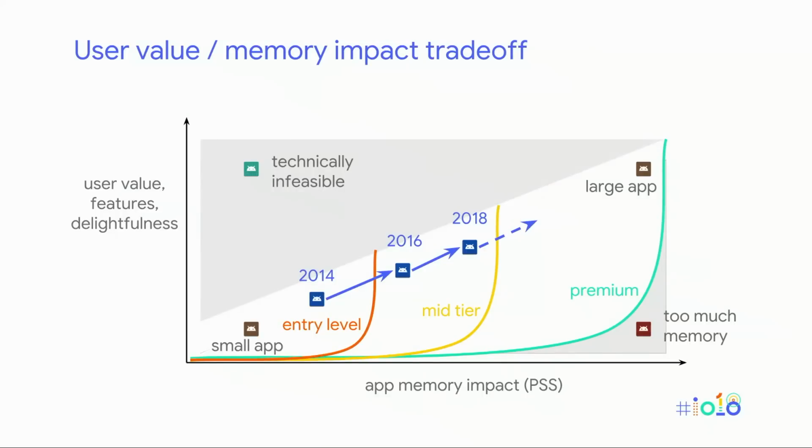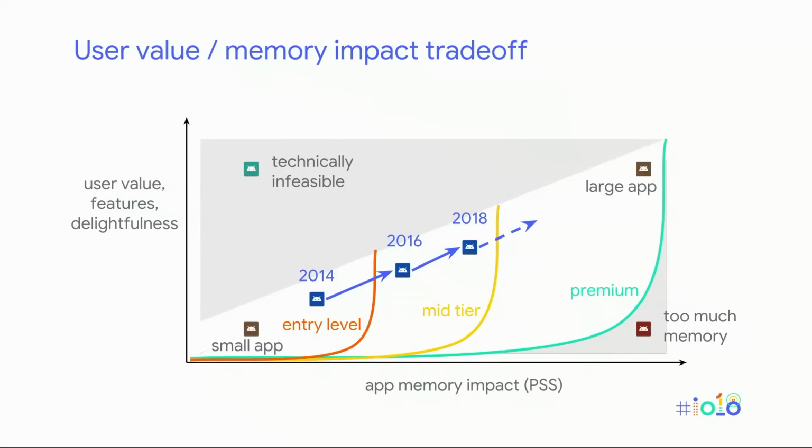Now, this is actually good for mid-tier and premium users because they're getting more value, more bang for their buck memory-wise. But in this case, it's a little bit unfortunate for the entry-level device user because while he could use the older version of your app, you've now added so many features and it's using so much memory that it just doesn't work as well on their device.